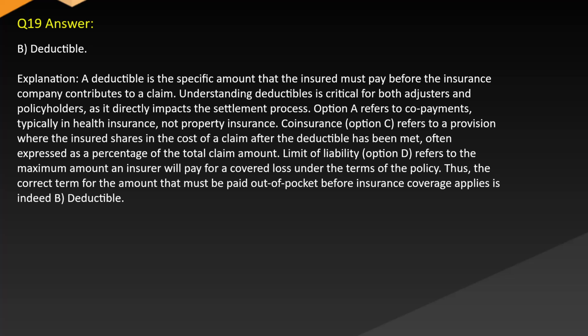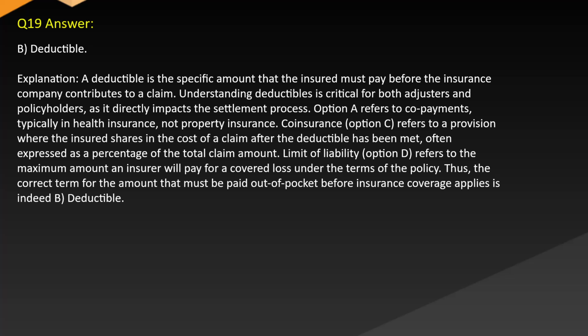to a claim. Understanding deductibles is critical for both adjusters and policyholders as it directly impacts the settlement process. Option A refers to copayments, typically in health insurance, not property insurance. Coinsurance, option C, refers to a provision where the insured shares in the cost of a claim after the deductible has been met, often expressed as a percentage of the total claim amount.